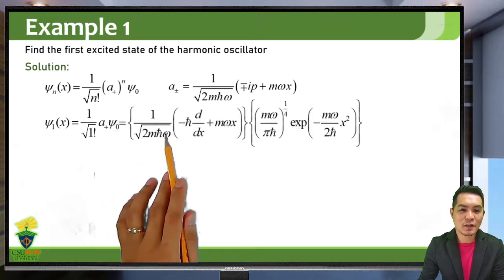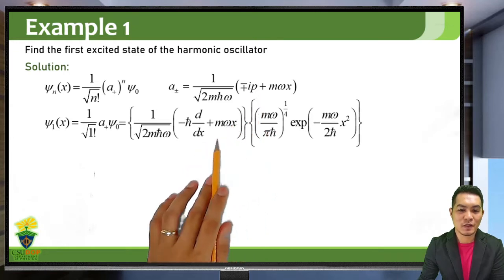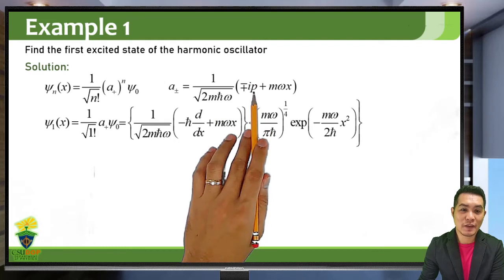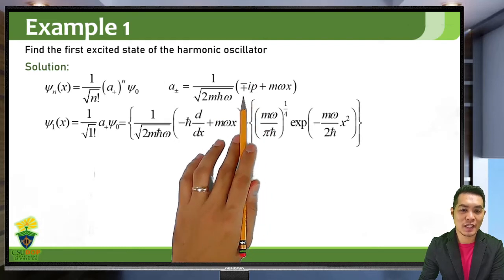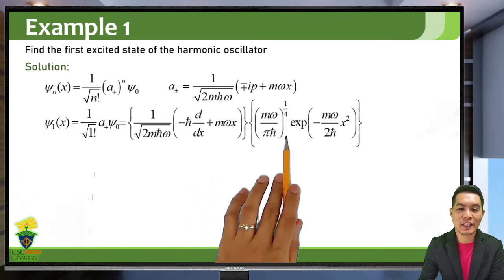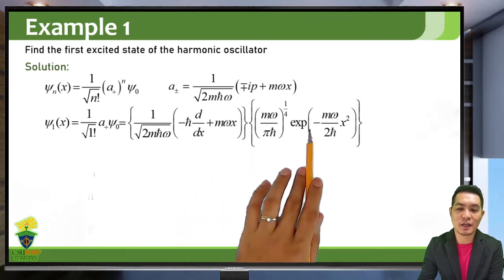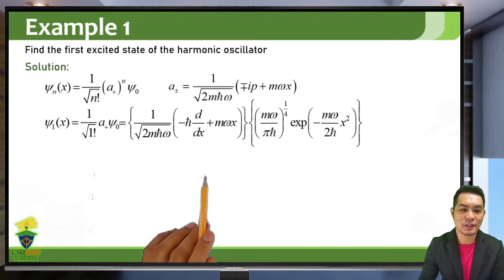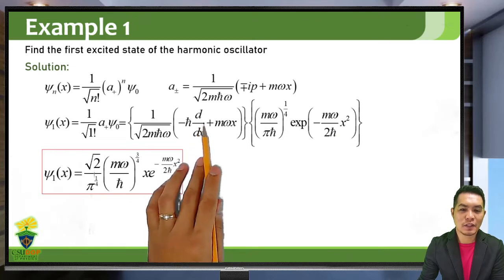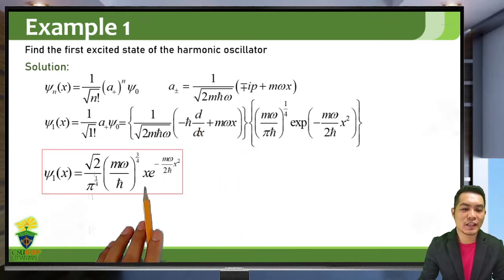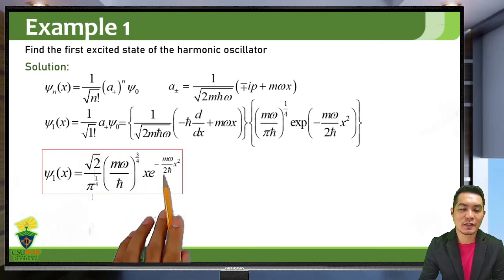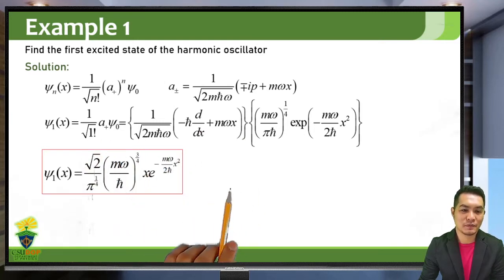This is the raising operator given by this one. We use the operator form of p, which is negative h bar over i d/dx. So there's an i here, so the i cancels out. And we let it operate on our ground state. This is our ground state. Using that, this is just a first order differentiation. You will get this form: some constant times x e to the negative some constant times x squared.